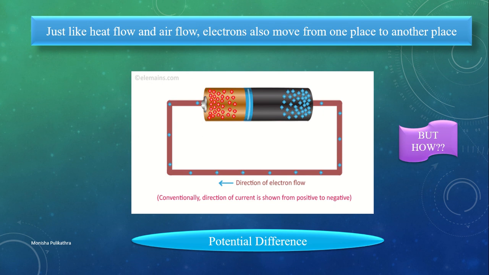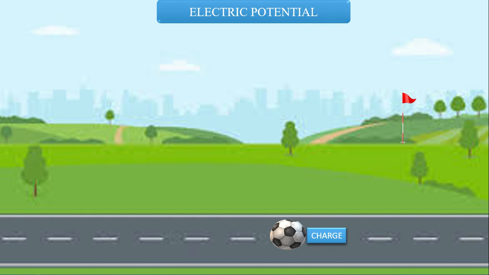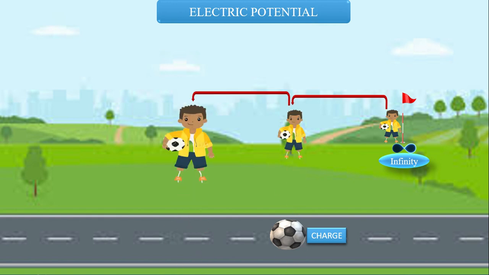Before going to electric potential difference, we need to know what is electric potential. I will explain by taking an example. Now consider this ball as a charge, and a boy is standing with the charge in an infinity position. Now this boy has to bring the charge all the way from infinity to point A.